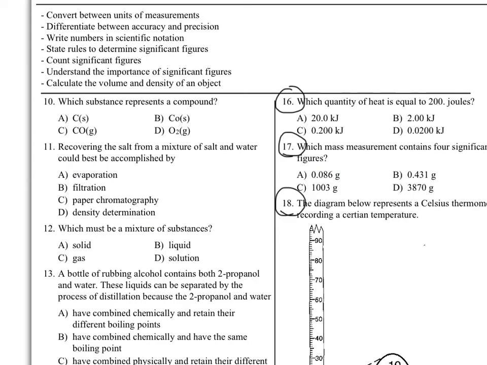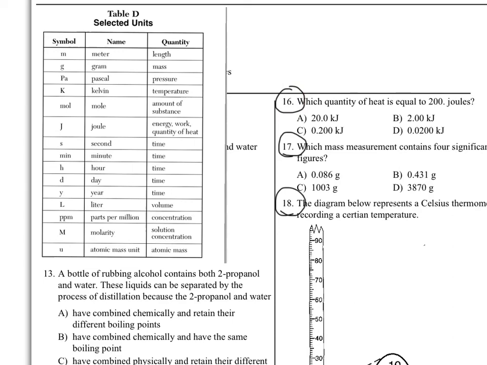We're finally ready to approach our first question in this review, which is question number 16. It asks, which quantity of heat is equal to 200 joules? So joules, as we can see from reference table D, is a base unit. Remember that all base units are equal to 10 to the power 0, which is the same thing as 1. And we want to convert to kilojoules. So the easiest way to do this is, again, to use our mnemonic device.